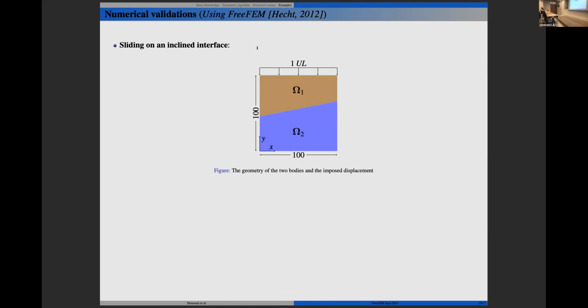And finally, here we have a contact between two bodies, omega 1 and omega 2. We apply an opposite displacement here. This point can move vertically. Here is a fixed point, and here the second body can slide on its bottom. Here we have the contact between the two bodies.